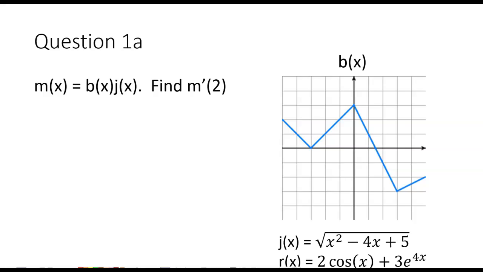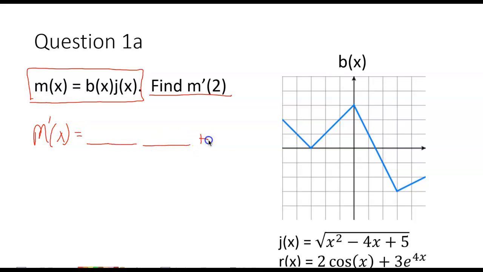So my first thing is I'm given this function, and I'm being asked to find m prime of 2. That's going to be a product rule. So according to the product rule, we're going to have b prime of x times j of x, plus b of x times j prime of x, so prime on the b for this set and prime on the j for that set. And then we're going to go ahead and plug in the 2.